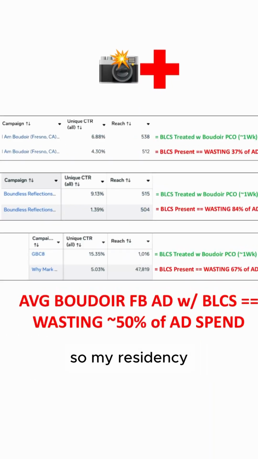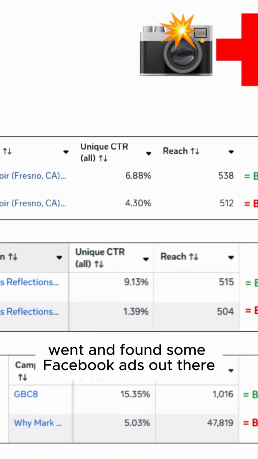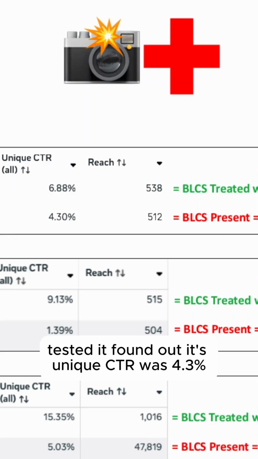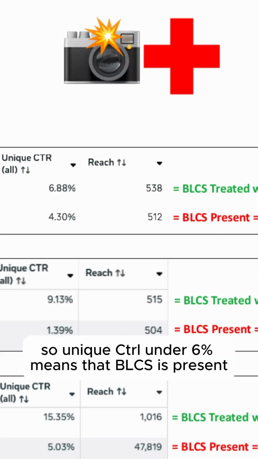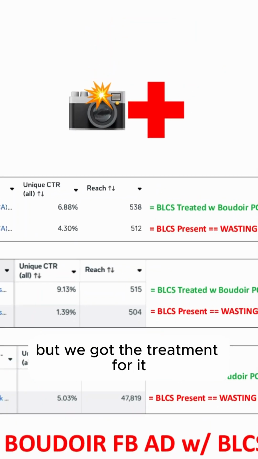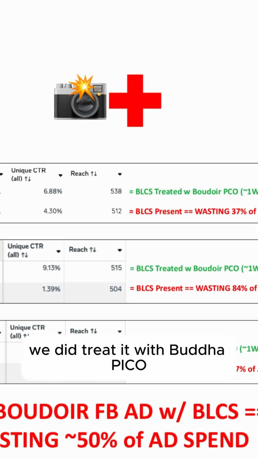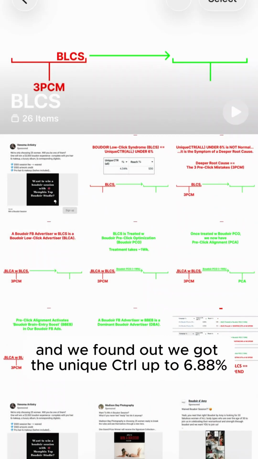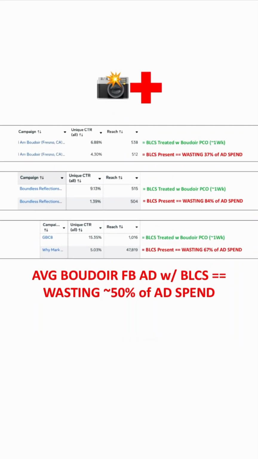So my residency went and found some Boudoir Facebook ads out there. Brought the first one back to the hospital, tested it, found out its unique CTR is 4.3%. So unique CTR under 6% means that BLCS is present, Boudoir low-click syndrome. But we got the treatment for it. We did treat it with Boudoir Pico. It takes about a week. And we got the unique CTR up to 6.88%.